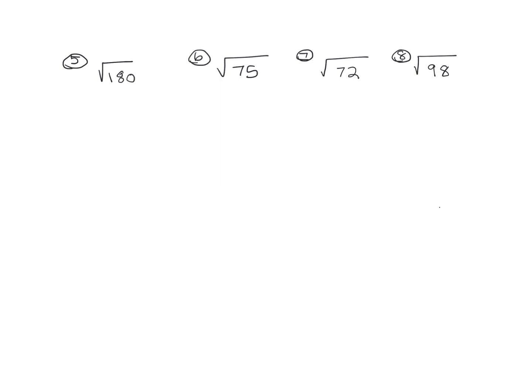Okay, for number 5, we have the square root of 180. And I'm hoping that when we went to look for our perfect squares, that we were able to find that this is the square root of 36 times 5. And the square root of 36 is 6, and 5 will remain under.